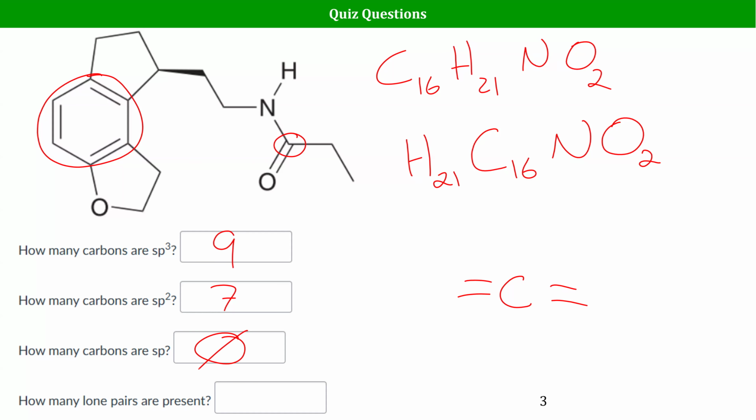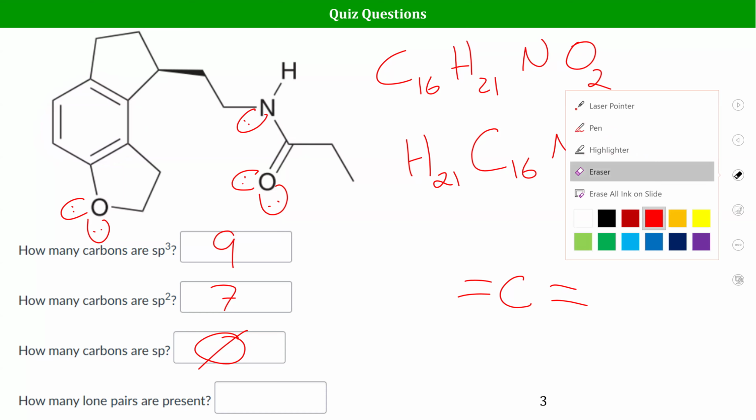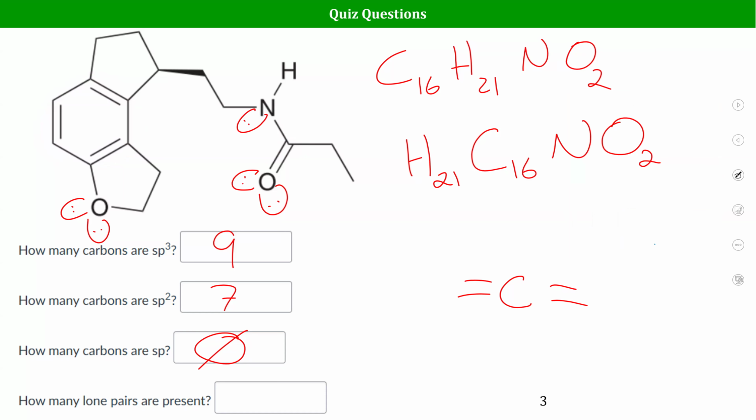And then how many lone pairs are present? Both of these oxygens are going to have 2 lone pairs. The nitrogen's going to have 1 lone pair. So what I was looking for were how many lone pairs are present. There should be a total of 5 lone pairs.